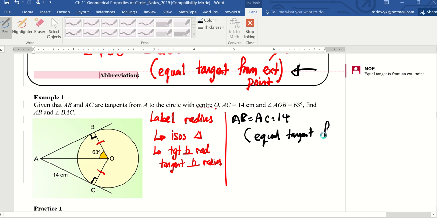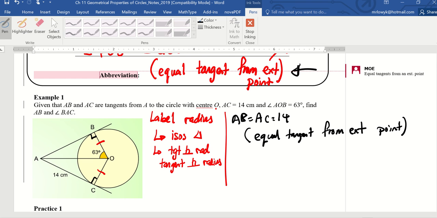Now, next. Angle BAC. Right. Now, usually I will always write the tangent perpendicular to radius. So this is what I'll write. Angle OBA equals to 90. Tangent perpendicular to radius. I will still write perpendicular radius. Then you can write angle BAC is 180 minus 90 minus 63. Sum of angle of triangle.